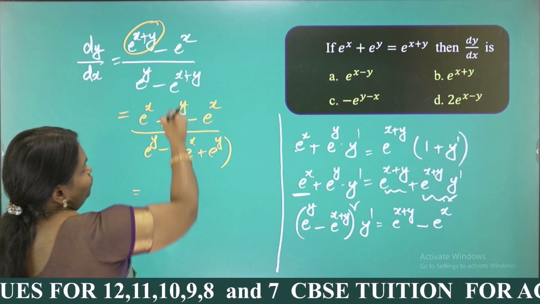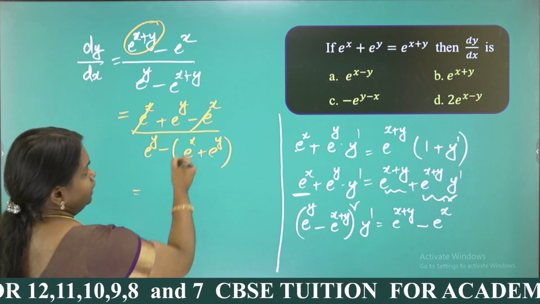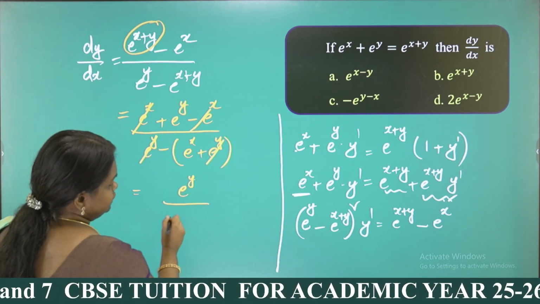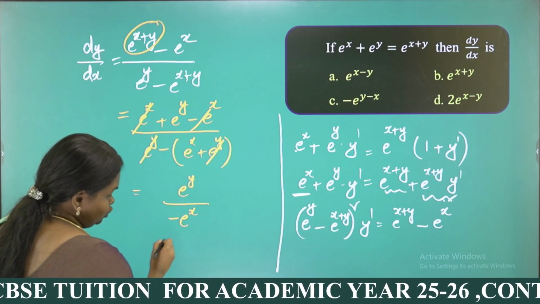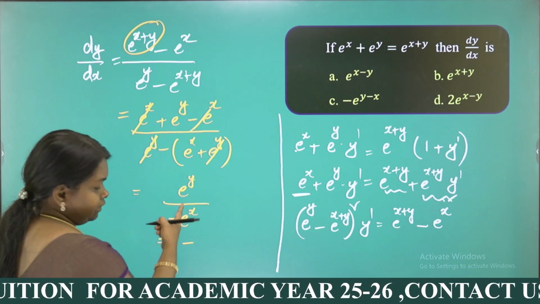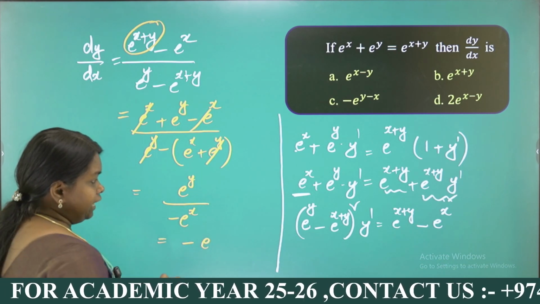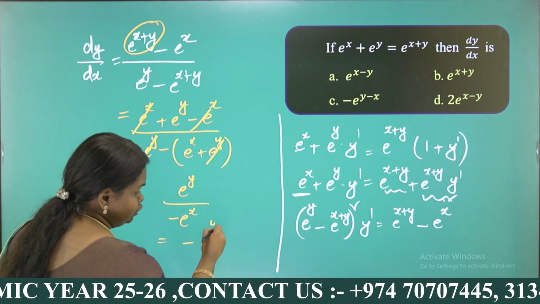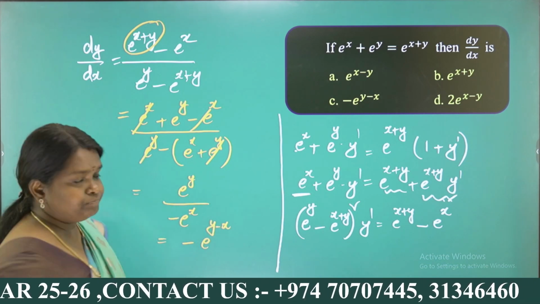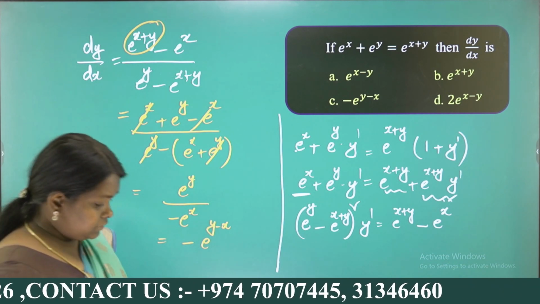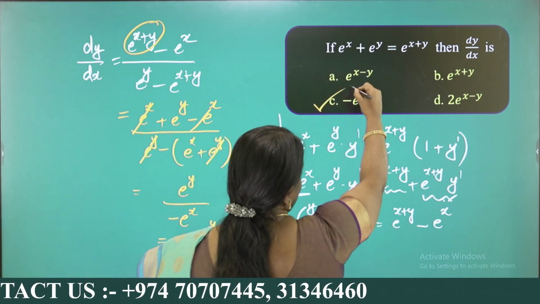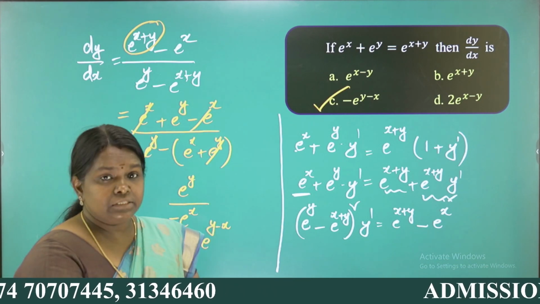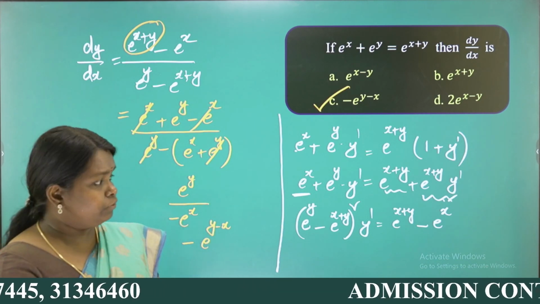That is equal to, I can cancel these two. I'm getting e^y divided by the denominator, e^y cancels, so minus e^x. Very beautifully, the minus sign will go to the numerator. a^m by a^n is a^(m minus n), correct? So my answer is minus e^(y minus x). Option C is coming as the answer. Hope it is clear to all of you.